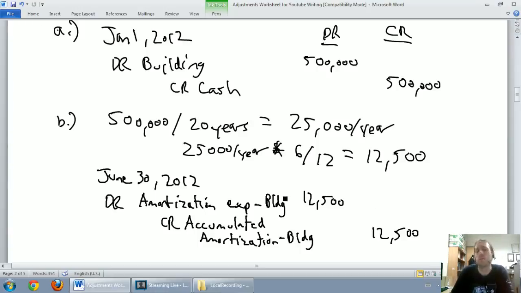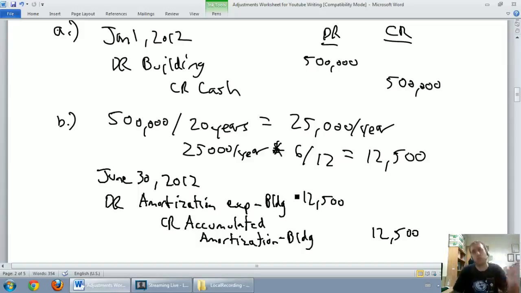Now, a lot of times students get this wrong in my class. They go debit amortization expense building, and then they just credit the building directly. That's not the way we do this adjusting journal entry. You'll just have to remember, always for amortization expense, the journal entry looks identical. Debit amortization expense, credit accumulated amortization of whatever it is you're amortizing.